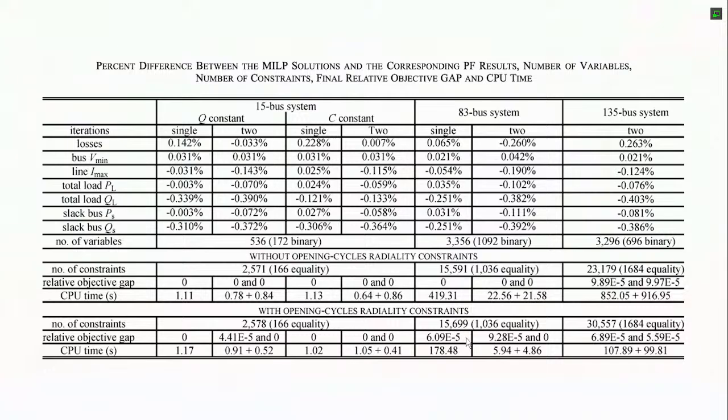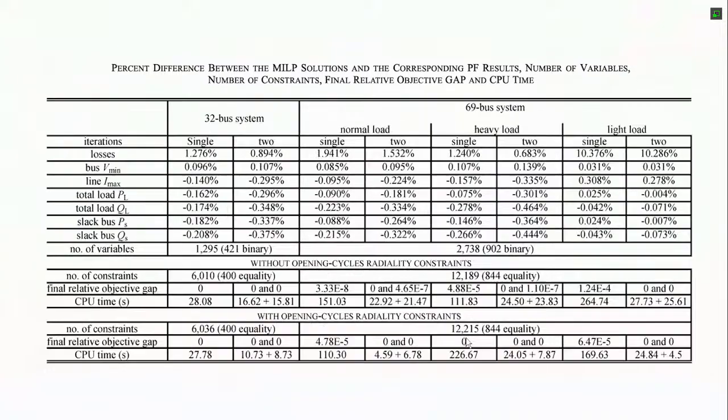855 seconds here. But when we also include these opening cycles constraints, there is a clear reduction of the time. For example, 400 seconds here, here it is less than 200. Here it was 800 seconds, here it is 100 seconds for this system. So it is very effective to introduce the constraints that say that all the cycles are open. This was just a focus on the 32 bus system and 69 bus system.